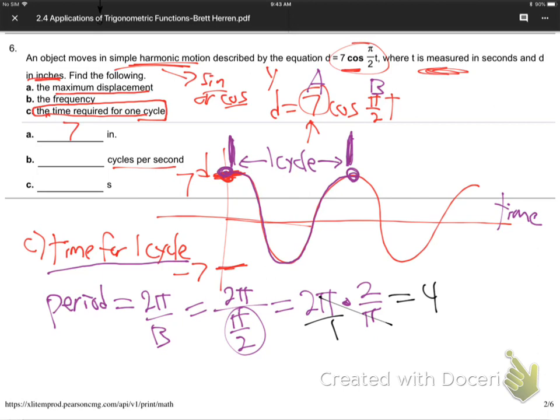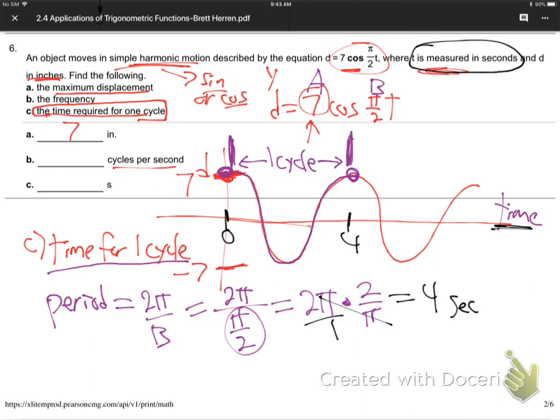4 seconds. Good. We're talking about time here. That's 4 seconds. Time, remember, is measured in seconds. So that's 4 seconds for one cycle. So this is time 0. This is time 4. It's 4 seconds to complete one cycle.